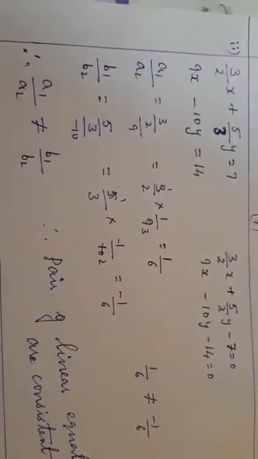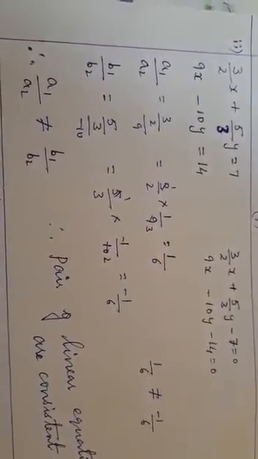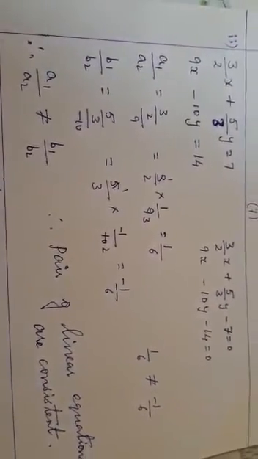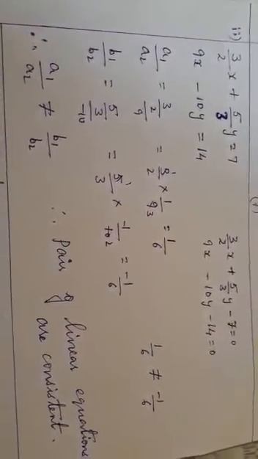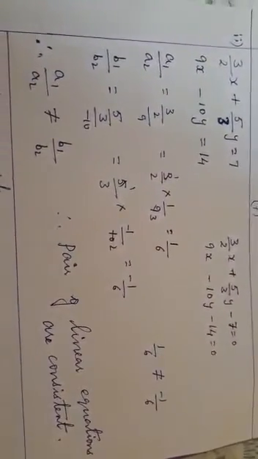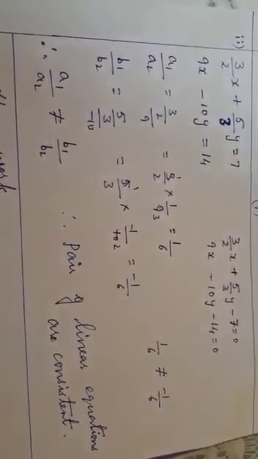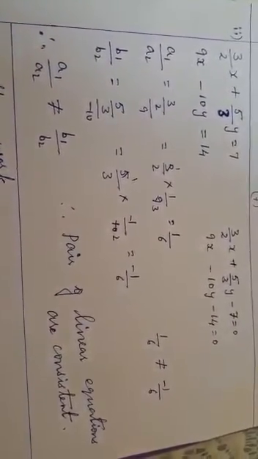The same type of problem, but it is a fraction. 3 by 2x plus 5 by 3y is equal to 7. 9x minus 10y is equal to 14. Again we write in the form 3 by 2x plus 5 by 3y minus 7 is equal to 0. 9x minus 10y minus 14 is equal to 0.